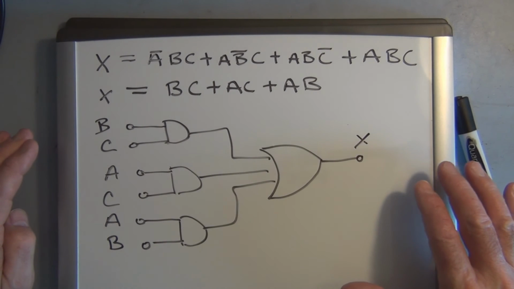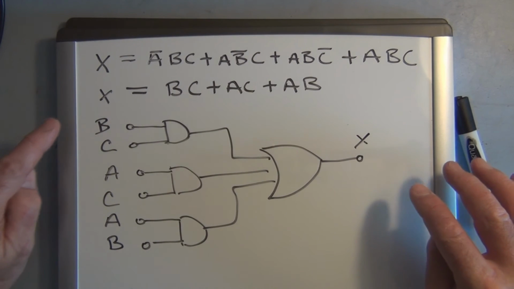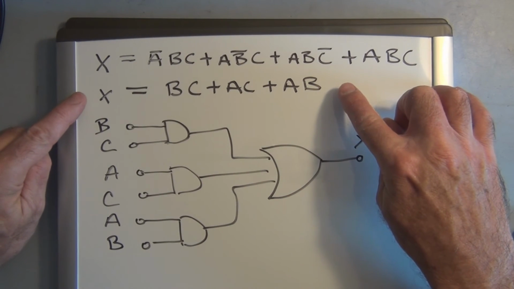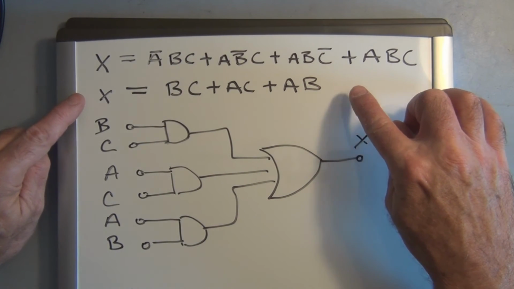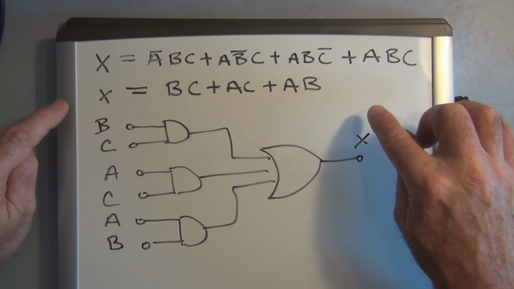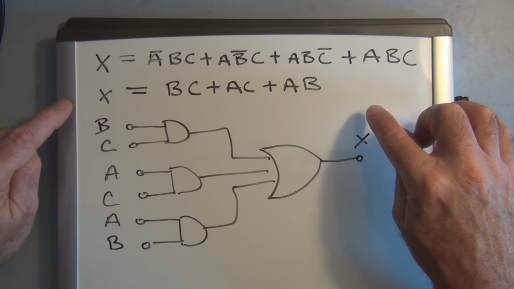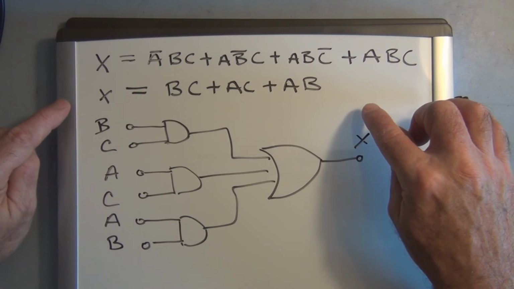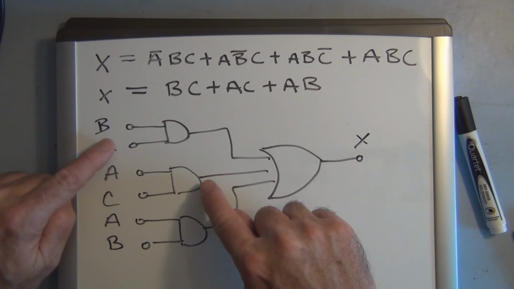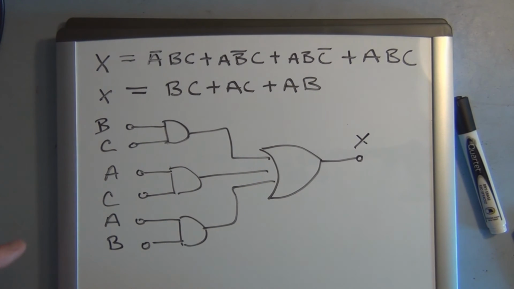So with this method, we've ended up producing a logic expression that's in the sum of products form. We can also use this same method to produce a logic expression that's in the product of sums form, where you end up with OR gates feeding an AND gate. Let's take a look at that process.